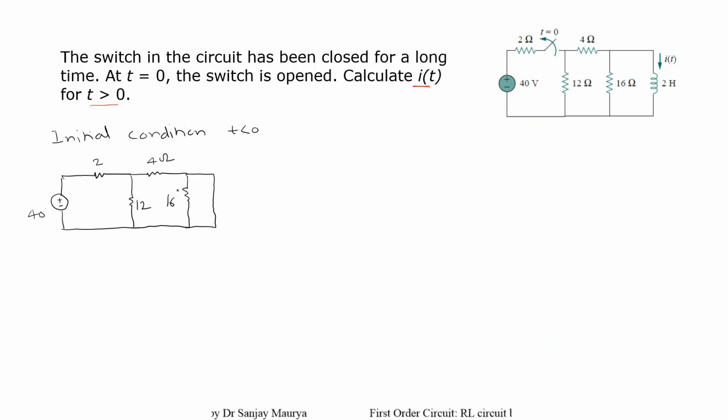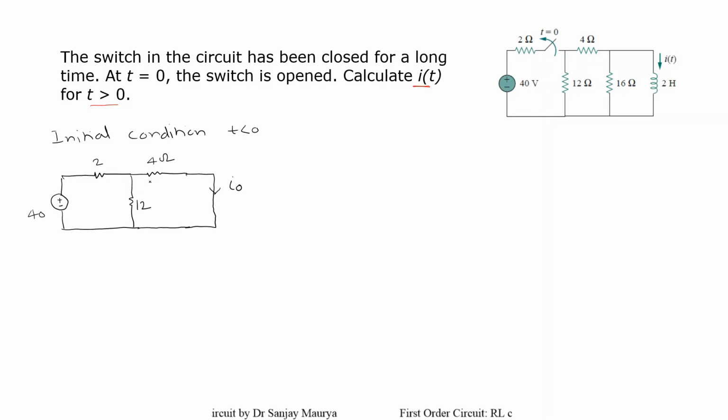So this 16 ohm resistance will not have any impact, so I can remove this one. After removing, I need to find out this current. This current is given by I naught. I need to find out this current.